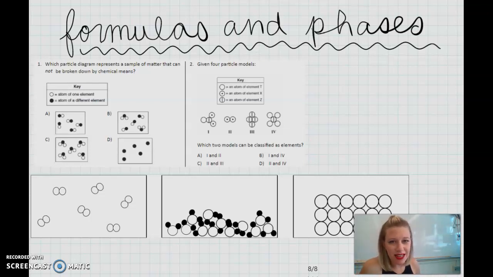I'm really excited today to talk to you guys about formulas and phases. So yesterday we spent a while talking about how do we symbolize things, right? We talked a little bit about using the particle diagrams, which is going to continue today. But we're also going to talk about a few other ways to symbolize different elements, compounds, and mixtures, and we're going to talk a little bit about the phases of matter. So let's go ahead and dive right in.